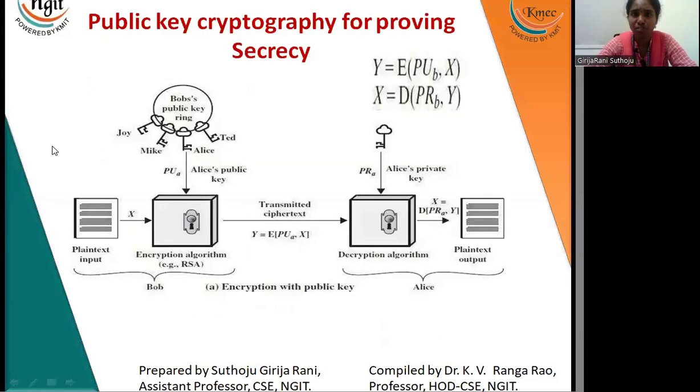Public key cryptography for proving secrecy. So we are saying two points, right? The first point is the secrecy, the second is the authentication. To prove your secrecy, what we are doing is we are encrypting your data with the public key of the receiver, right? Public key of the receiver.